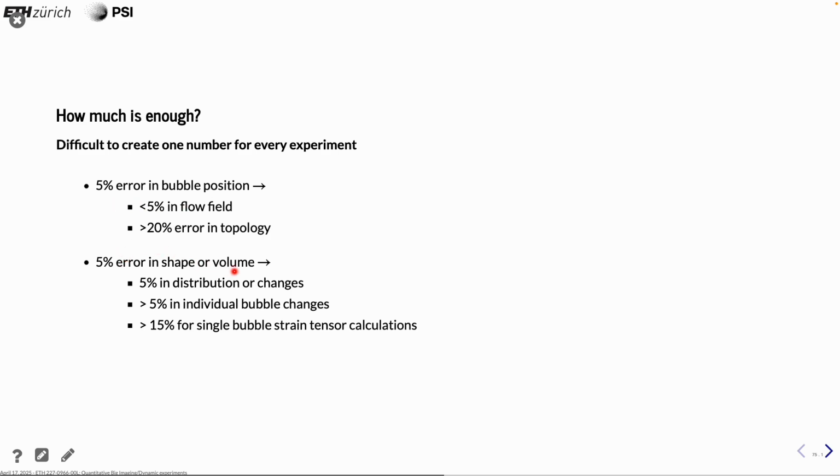If you look at the shape or volume, these are just hypothetical numbers, but you can see that it propagates into larger or smaller errors depending on what kind of error you have in what you detect. And that is something you have to tune depending on what you want to look at and also what you can measure.